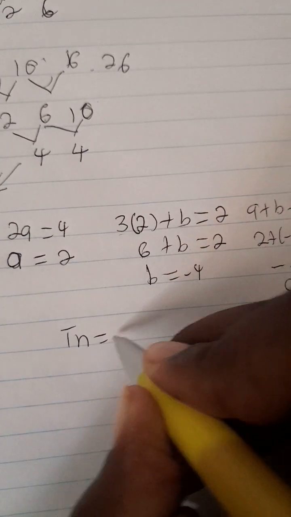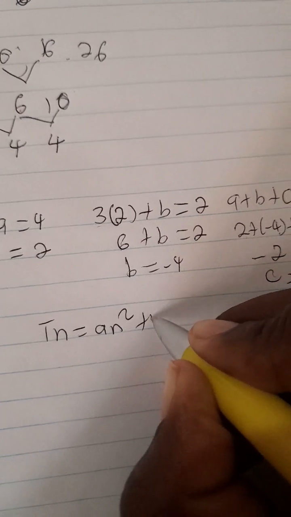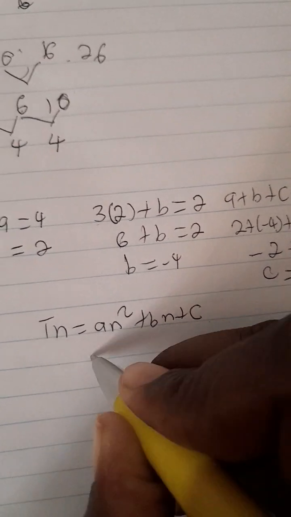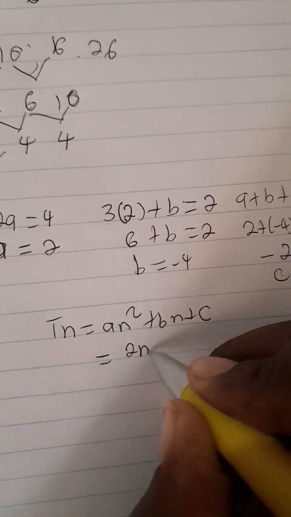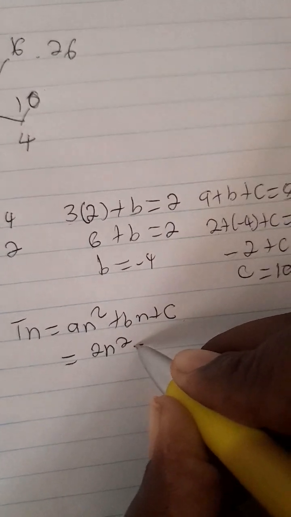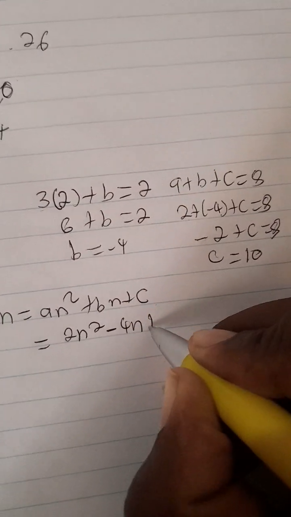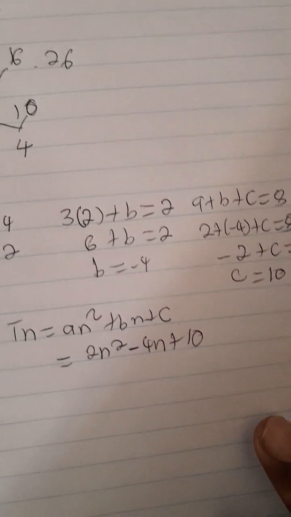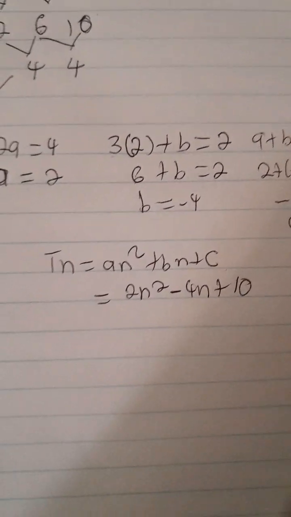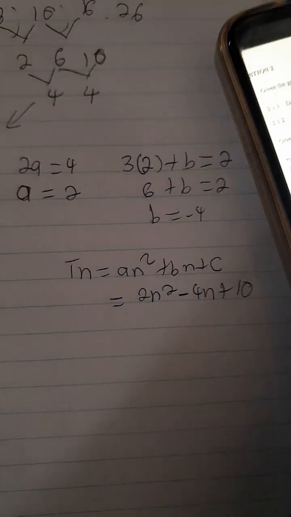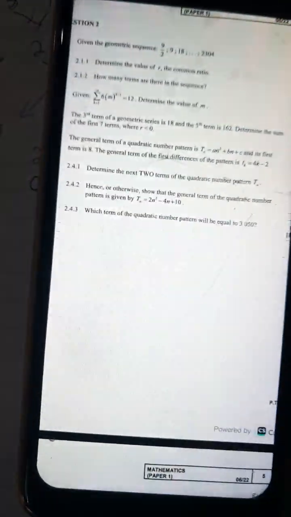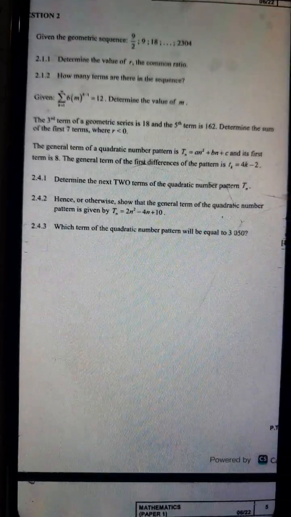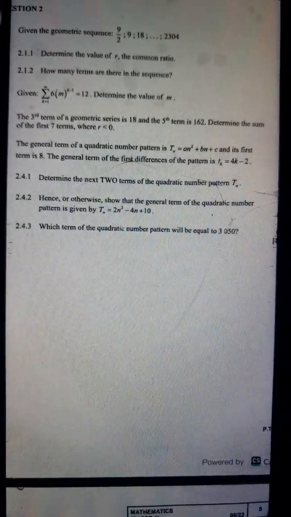Then we use our general term of a quadratic, it's an squared plus bn plus c. Our a is going to be 2n squared. Our b will be negative 4n. Then our c will be 10. So that's how, guys, it should be when it comes to showing. Hence shown.